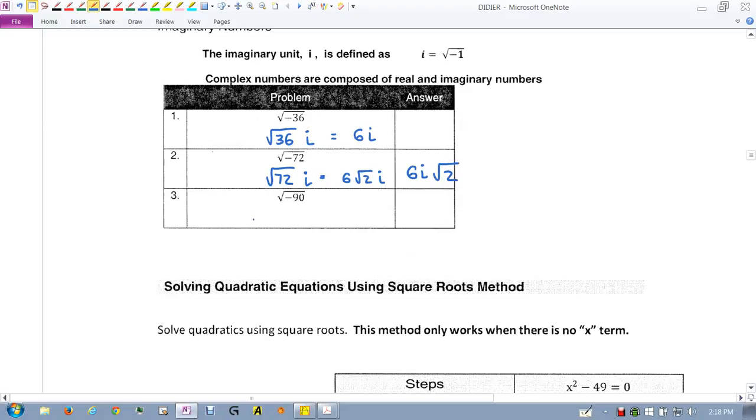Again, on the next one, I drop the negative, slap the I on the outside, 90. 9 and 10.